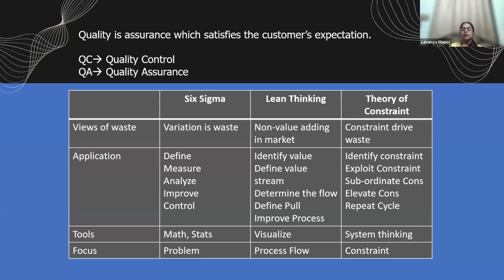Okay, this is again a comparison between Six Sigma and Lean thinking. And there is another added factor called theory of constraints, that is constraint-driven. So you can just go through it. This is not that important, but for overviewing purposes, I have added this.